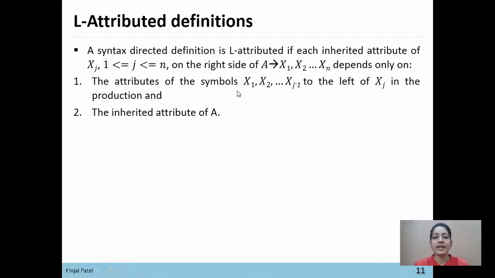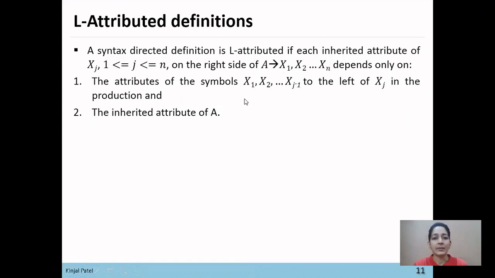Means if there are inherited attributes x1, x2 up to xj minus 1, then these inherited attributes can depend on its left siblings only. It cannot depend on the right siblings of it. Means x1 cannot depend on x2, but x2 can depend on x1. And it can also depend on the inherited attribute of A. Means x1, x2 up to xj minus 1 can depend on its left sibling, or it can depend on the parent of that attribute.